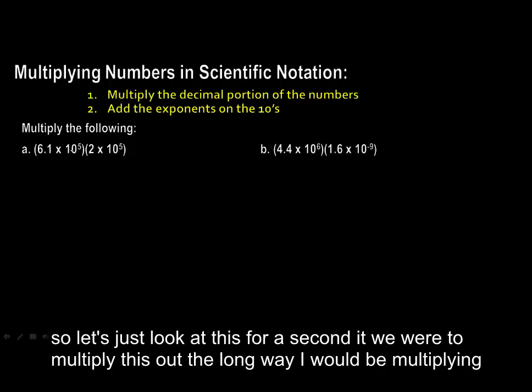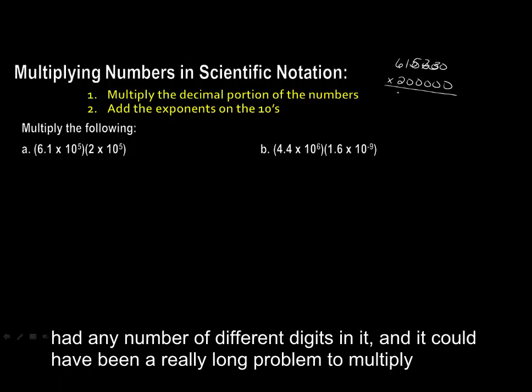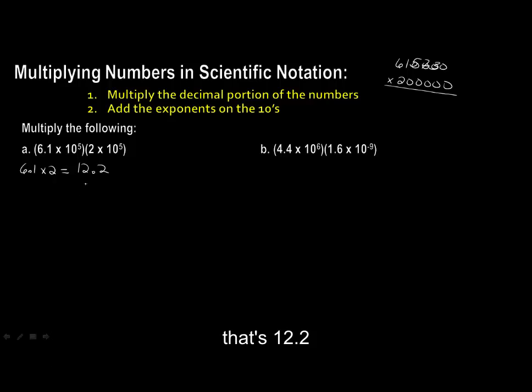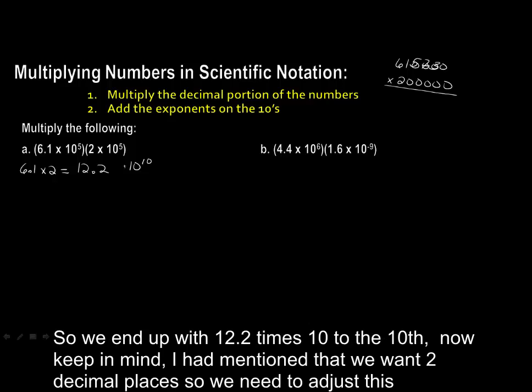If we were to multiply this out the long way, I would be multiplying this number. And that's not necessarily so bad, but remember, scientific notation is estimation, so this could have had any number of different digits in it, and it could have been a really long problem to multiply. The way we do scientific notation multiplication, I do 6.1 times 2. That's 12.2. And then I add the exponents on the tens. So we end up with 12.2 times 10 to the 10th.